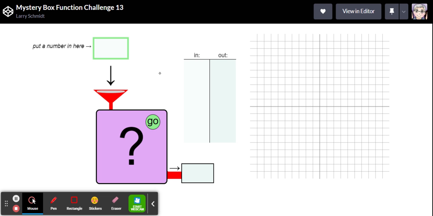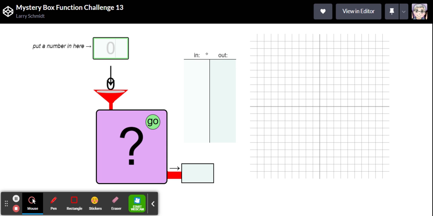You can go to the link in the description, plug in as many numbers as you like until you think you know what's inside that mystery box. So pause the video, go ahead and do that, then come back here and see if I get the same thing that you got. All right, well, hopefully you've had a chance to figure this one out.